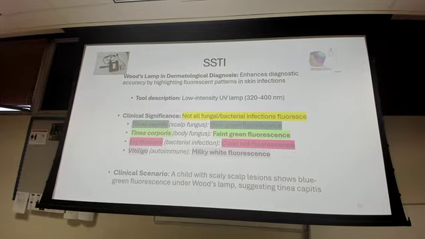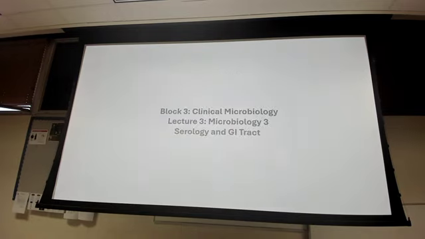So, if you suspect you have a kid, they got some scales going on in their head, you're like, oh, this looks like some fungal, I'm going to put that Wood's lamp up there. And it fluoresces blue-green. What is that telling you? They got Tinea capitis or some type of scalp fungus. Okay? I think that's it for the review.